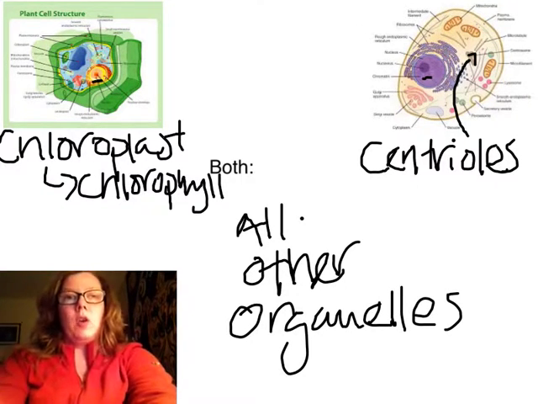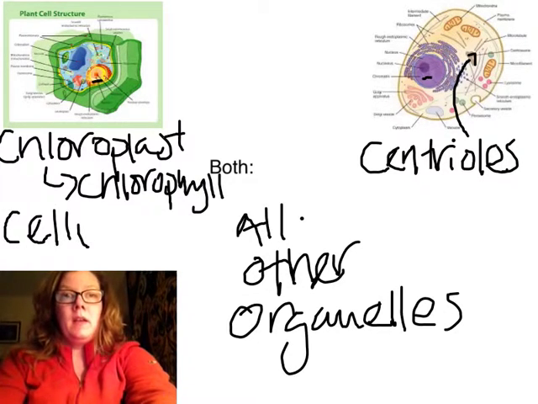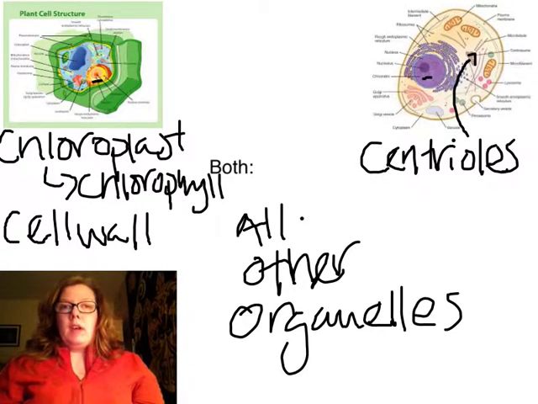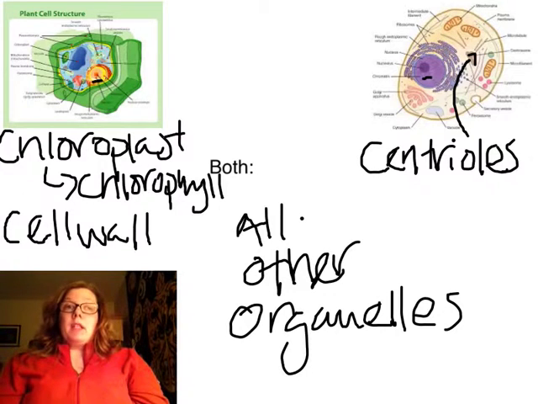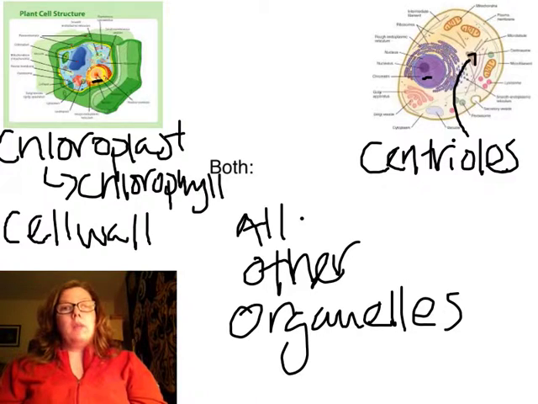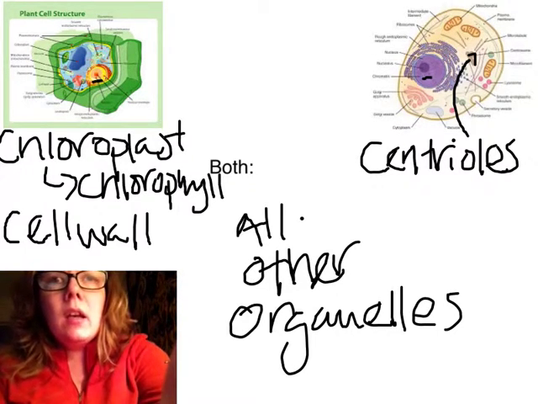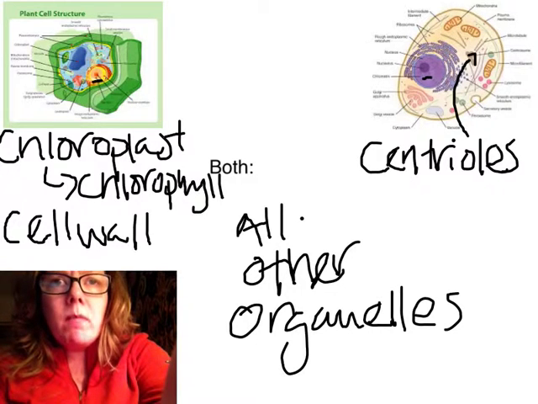Okay, all other organelles. Oh, one thing I forgot, the plant cell has a cell wall too, right? So plant cells have chloroplast, chlorophyll, and a cell wall. Animal cells just have the centrioles. Both are going to share all the other organelles. That means plant cells have a membrane and they have a cell wall. Something interesting that you need to note here is both plant cells and animal cells have a vacuole. And in the plant cell, you can see the vacuole. It's this very large organelle.